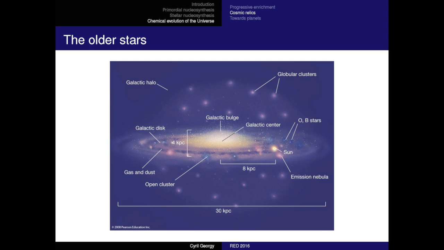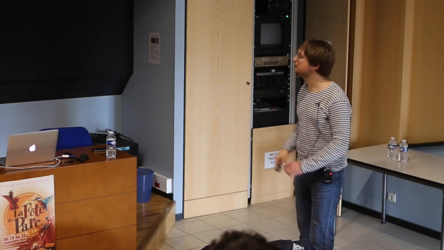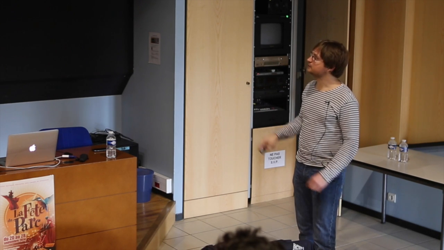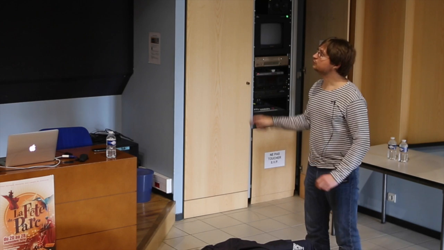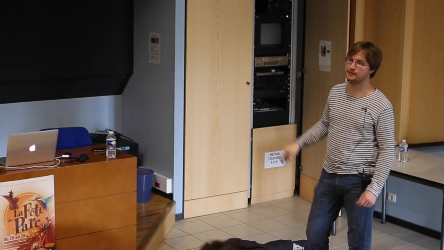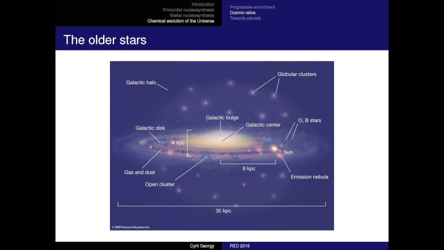The sun is somewhere here, a bit after the middle of the radius of the disk of the Milky Way. In terms of size, the galactic bulge is about 4 kiloparsecs. The galaxy is about 30 kiloparsecs in diameter, and the sun is roughly located at 8 kiloparsecs from the center. And surrounding the galaxy, you have what we call the galactic halo, composed of very old stars and low mass stars, and globular clusters as well, which are structured with several thousand stars in them.